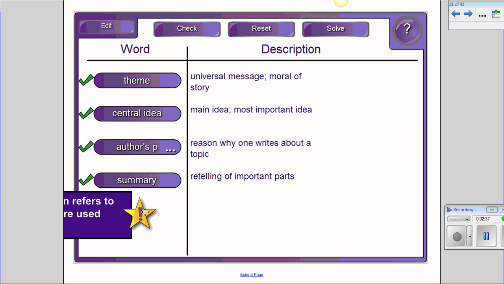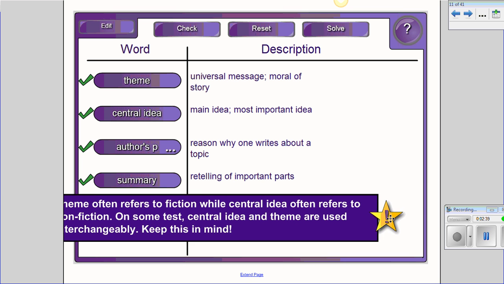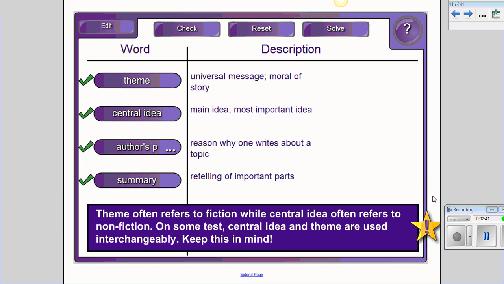Here's one thing that you're going to want to remember when taking a test. Theme often refers to fiction, while central idea often refers to nonfiction. On some tests, central idea and theme are used interchangeably. Keep this in mind. If you have more questions about this, your teacher should be able to help you with this.